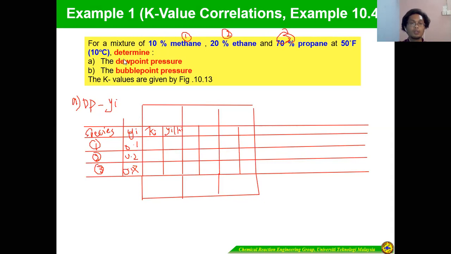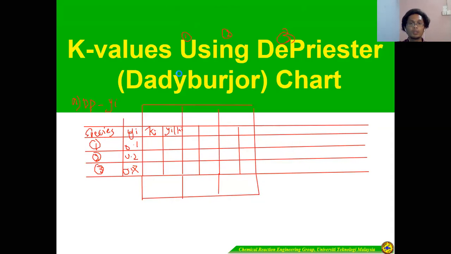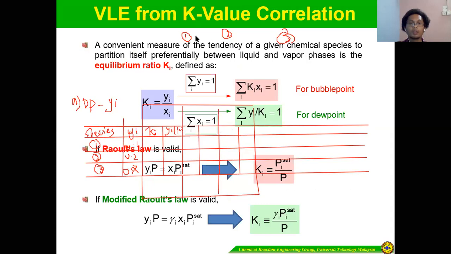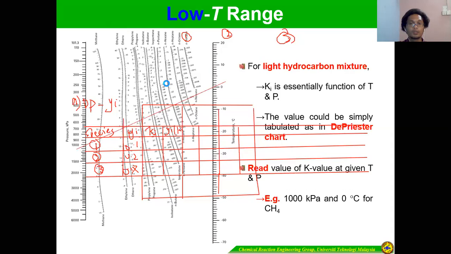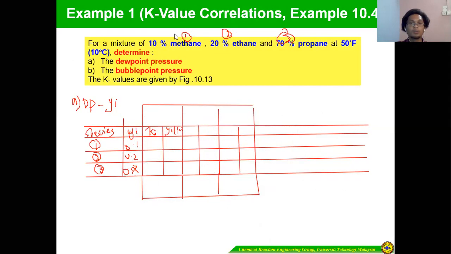This is for the dew point pressure. For the dew point pressure, you have to use the equation of yi divided by Ki, the green equation. Make sure that the total of yi divided by Ki equals the total of xi, equal to 1. If it is below or above 1, you have to do another trial and error.